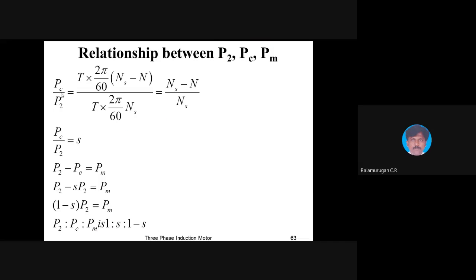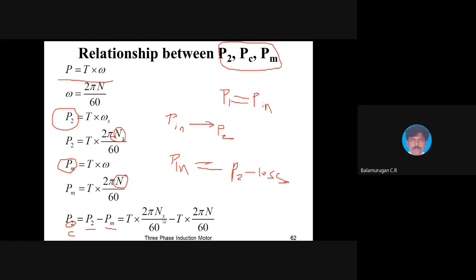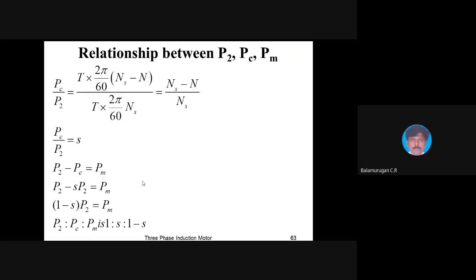And if you take the ratio between these two values, PC, this is the expression, and P2, this is the expression. So you substitute both in the equation PC divided by P2 and cancel the common terms. T into 2 pi by 60 you can cancel, and then you will get the remaining terms: Ns minus N divided by Ns. So copper loss to rotor input will be equal to slip.